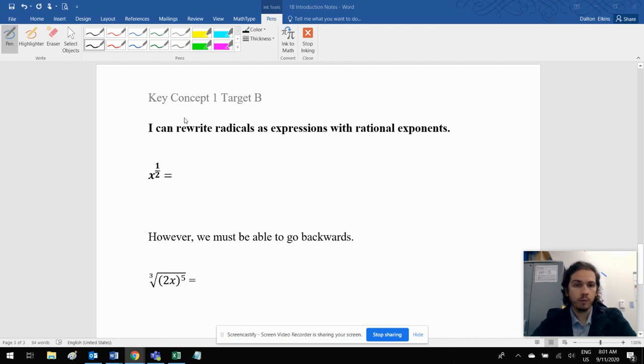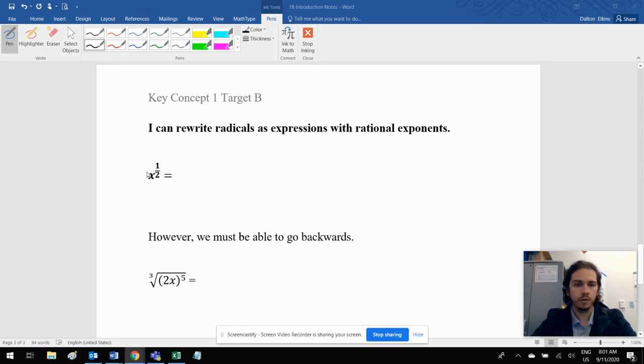Hey everyone, we're gonna kind of finish up what we did the other day with 1b. Last time we talked about how we could take an expression that has a rational exponent and rewrite it as a radical. Today we're going to do the opposite. So your goal for today, your learning objective, is: I can rewrite radicals as expressions with rational exponents.